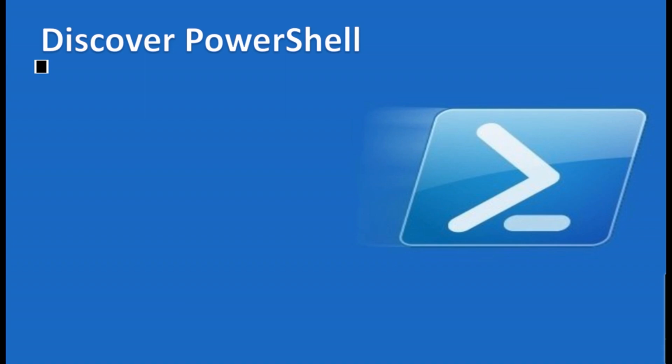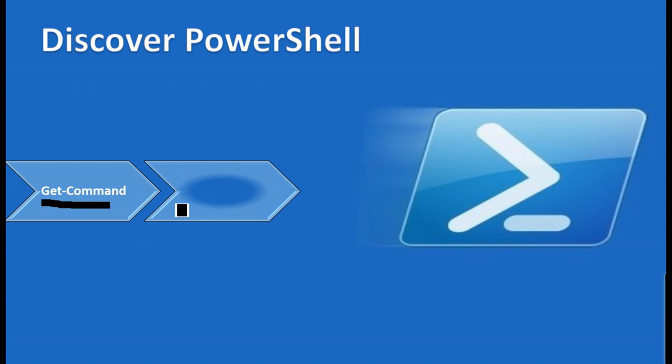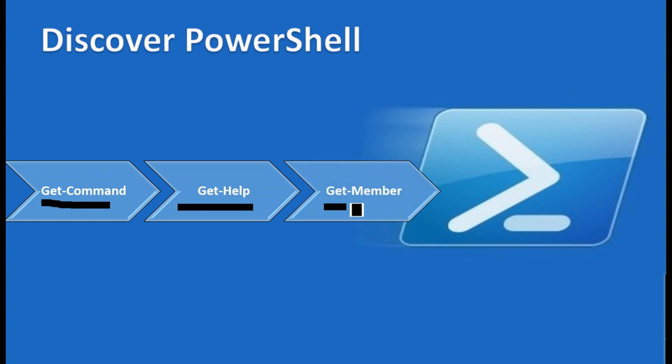In this video, we are going to do PowerShell practical of the discovery commandlets. There are three discovery commandlets. First one is Get-Command. Second is Get-Help. Third is Get-Member. These are three commandlets that help you to identify and discover the command's properties and methods as well as examples.